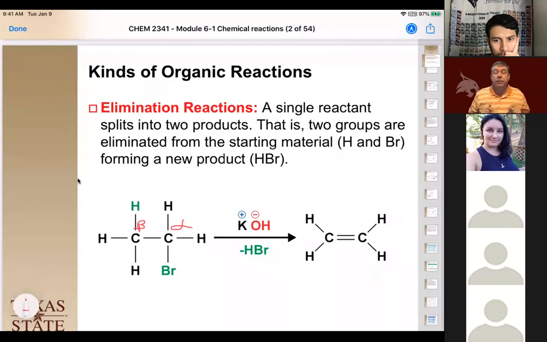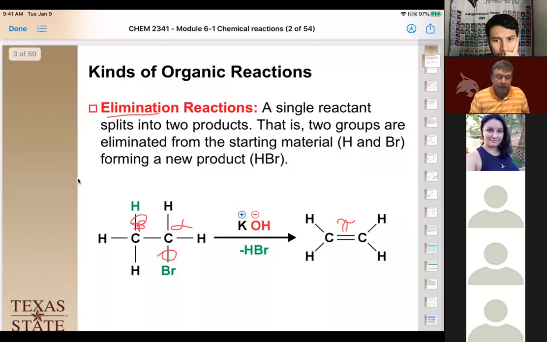And when you do that, you go from taking 2 sigma bonds and turning that into a single double bond. Okay, so we're getting a pi bond out of the system. So elimination reactions eliminate 2 sigma bonds and create a pi bond. Okay, now it always happens with 2 adjacent carbons.